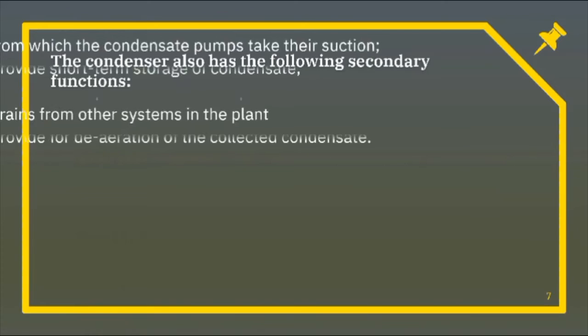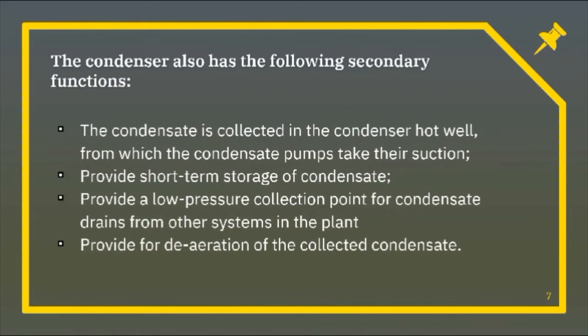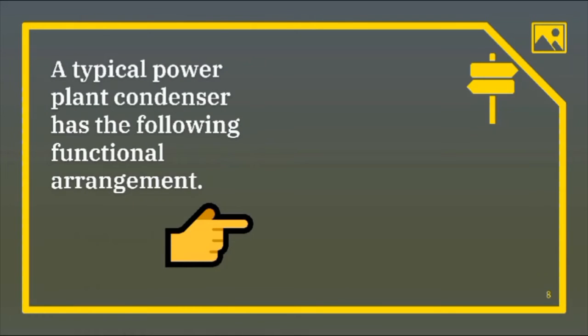Condenser has the following secondary functions. The condensate is collected in the condenser hot well, from which the condensate pumps take their suction. Provide short-term storage of condensate. Provide a low-pressure collection point for condensate drains from other systems in the plant. Provide for the aeration of the collected condensate. A typical power plant condenser has the following functional arrangement.